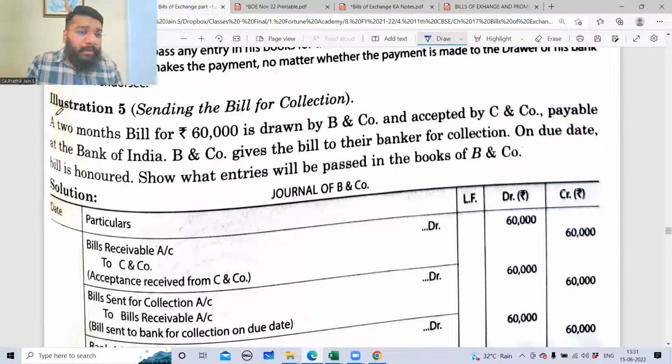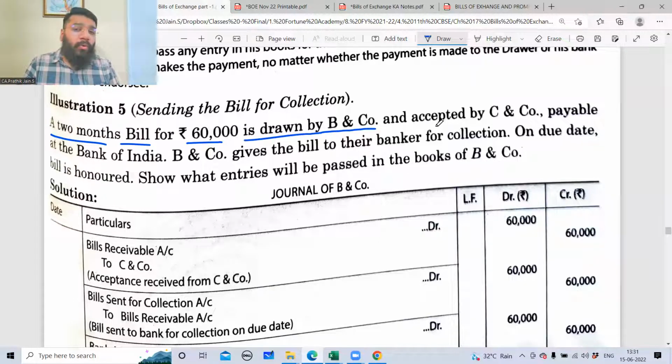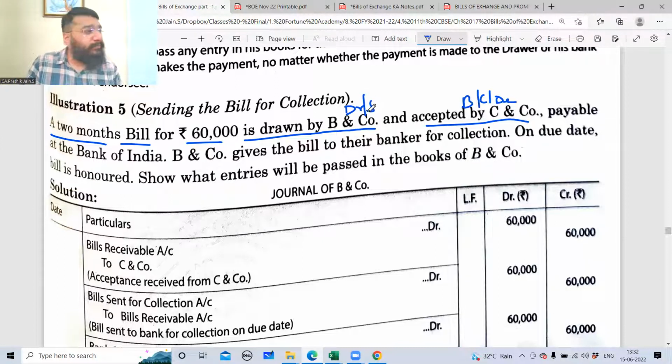Let's do this example, guys. It says that a 2-month bill for 60,000 is drawn by B and Co and accepted by C and Co. So who's the drawer? He's the drawer. Who's the drawee? Who's the customer? C is the customer, that is the buyer, and this fellow is the seller. So it is drawn by B and Co, accepted by C and Co. This is a pure case of bills of exchange. Payable at Bank of India.